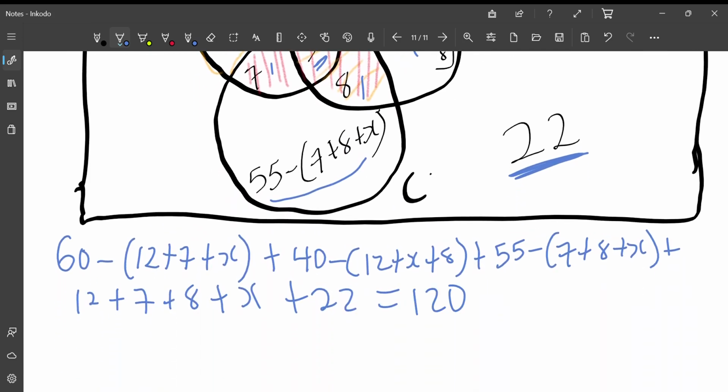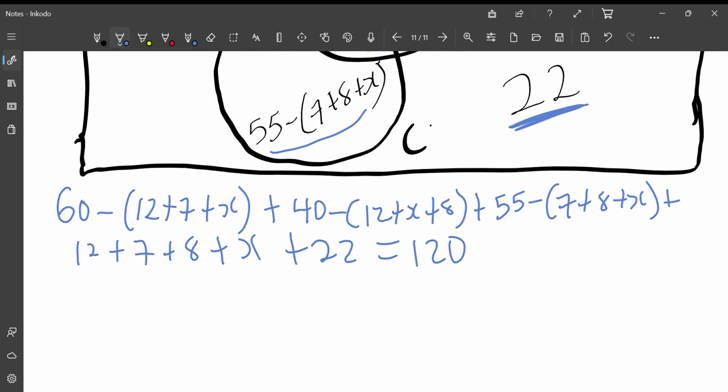So that's basically it for Venn diagram. If you're able to represent the information in a Venn diagram, you don't have any problem. It's all about understanding how to represent the information. So adding everything should give me 120. That's the meaning. So let's proceed. This is the same thing.